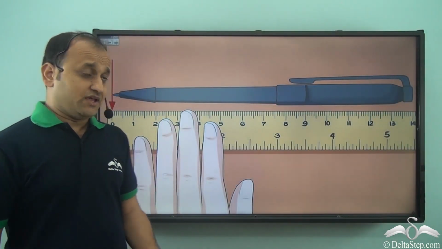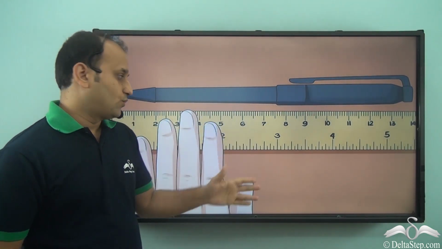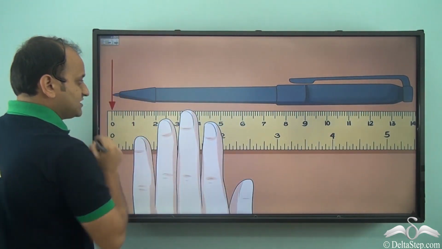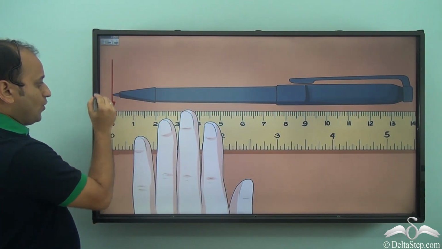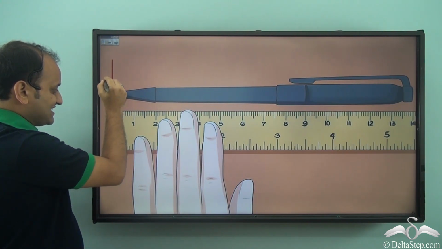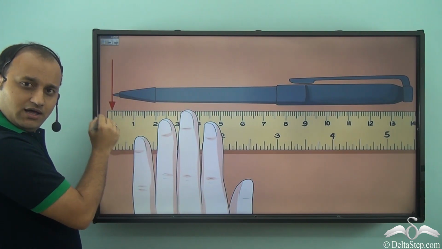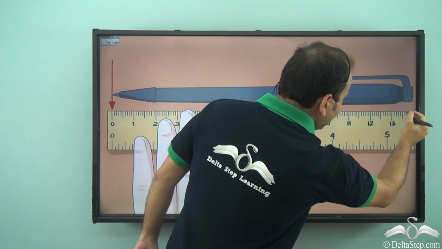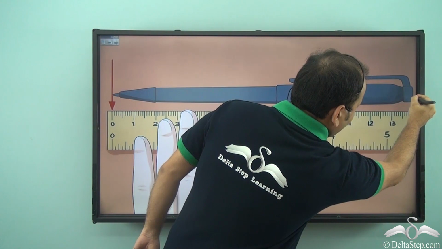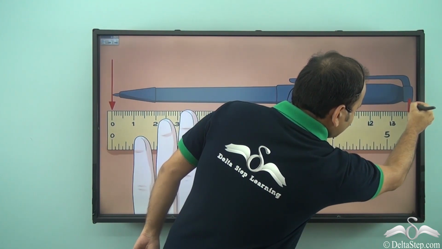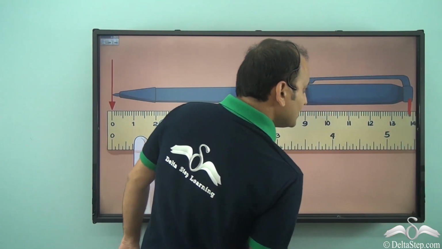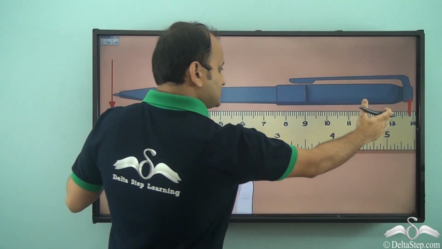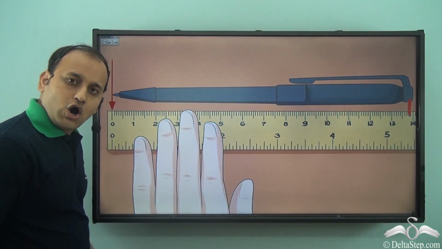Now, how do we measure something using a ruler? Well, you will have to notice that whenever length of an object is being measured, one end of the object is matched with 0 on the ruler, and then you move on to the other side, and wherever this end matches on the ruler, that particular division is the total length of this particular object.